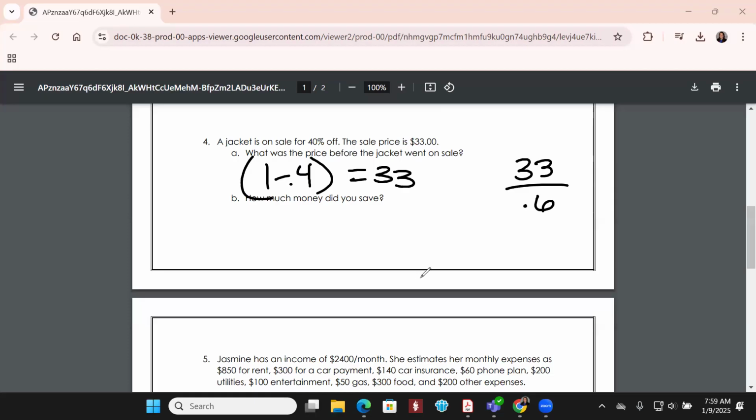Okay, so back to it. The sale price was $33. This is what it got at the end, right? When we took 40% off, it's not from the 33. It's from the original price, 40% off of that. So he's saying you're gonna do 1 minus 0.4, and that gets you 0.6, right? So now, in order to find the original, then we would have 33 divided by 0.6. What did you get when you did that?